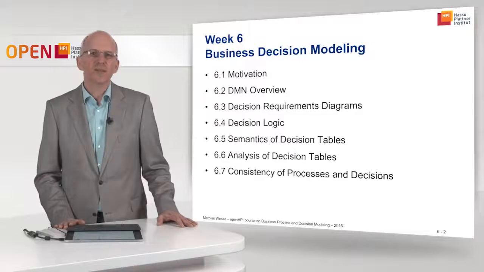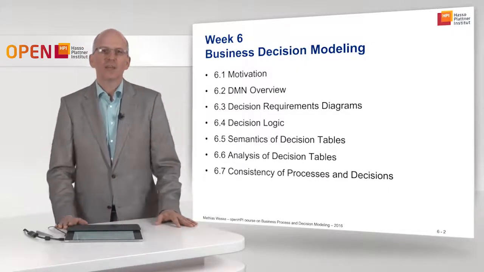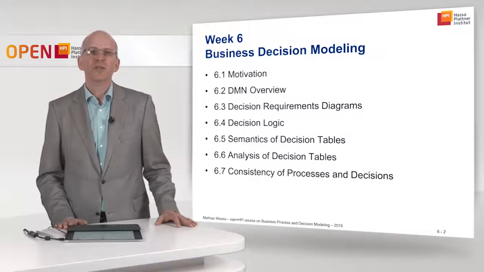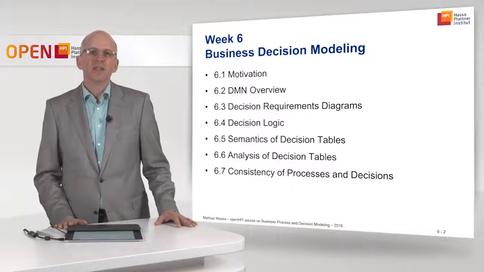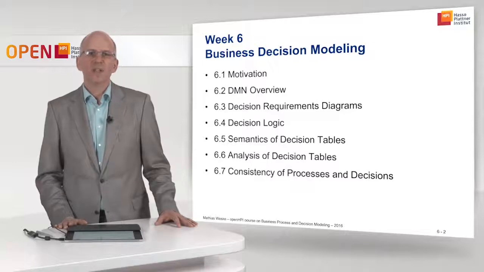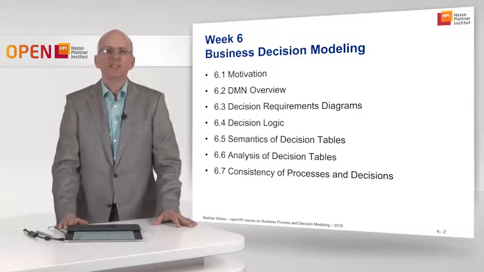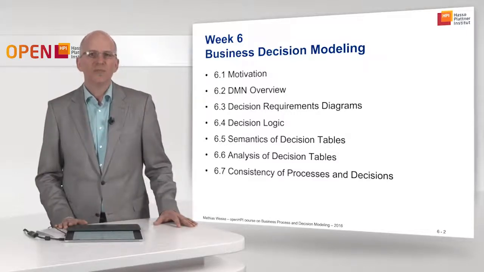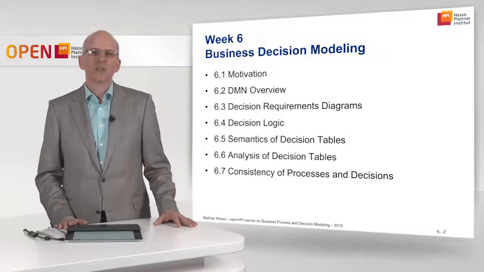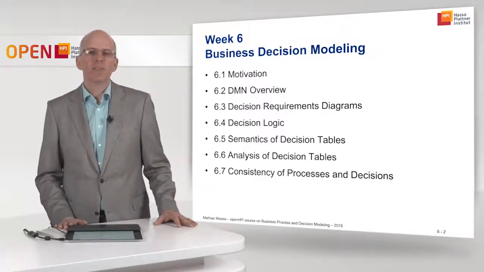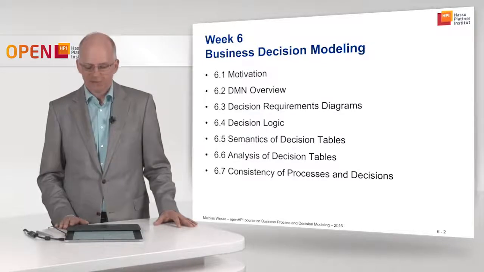Week 6 is organized as follows. In the first video clip, I like to motivate the topic. The second video clip provides an overview of the DMN, the decision model and notation. In video clip 6.3, we look at decision requirements diagrams, while 6.4 introduces decision logic. In video clip 6.5, we introduce the semantics of decision tables, and 6.6 looks at the analysis of decision tables. In video clip 6.7, we investigate the consistency between process models and decision models.